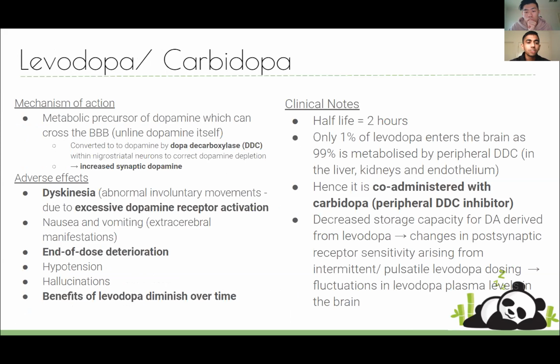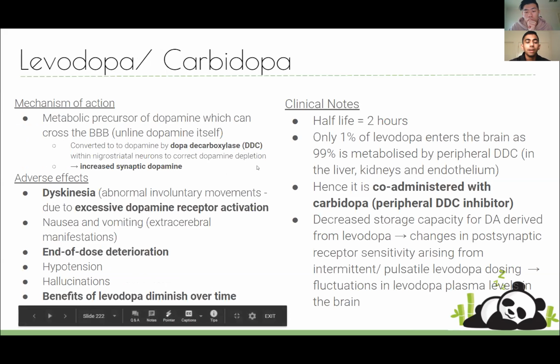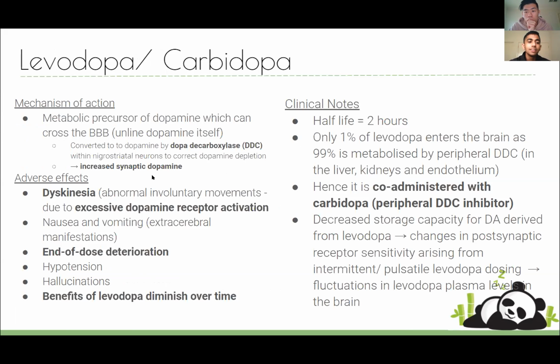Cool. So we'll talk about levodopa and carbidopa first. It's important to note that they're two different drugs. So what is levodopa? It's a metabolic precursor to dopamine. So it's what you get before you get dopamine, and it's converted to dopamine by dopa decarboxylase, which is a really important enzyme in your nigrostriatal pathway. The reason we give levodopa instead of just dopamine is because dopamine can't cross the blood-brain barrier. That means our dopamine isn't actually going to get to our brain if we just give them dopamine. So we give them a precursor that can cross that blood-brain barrier.